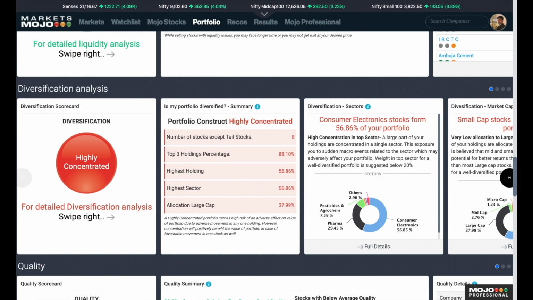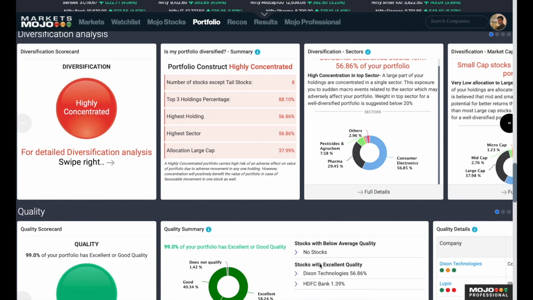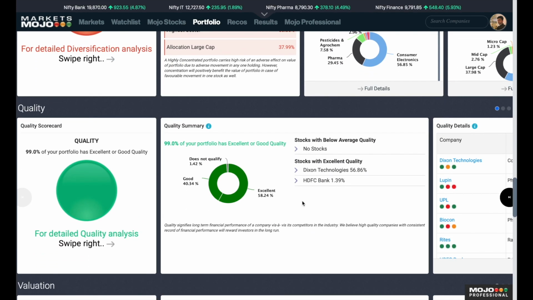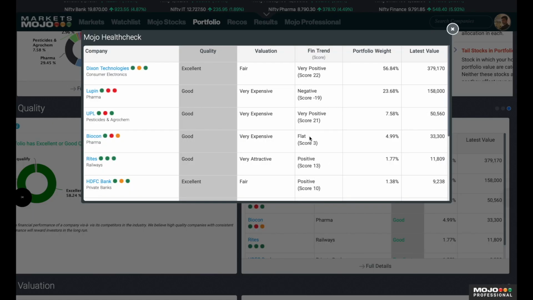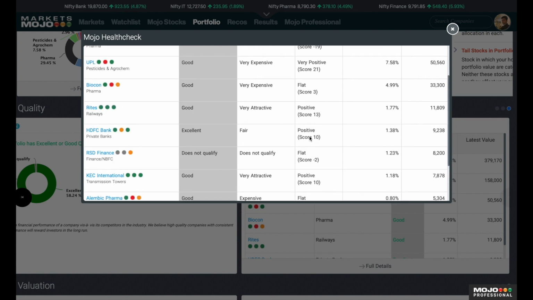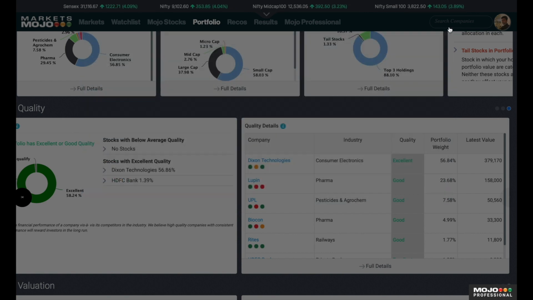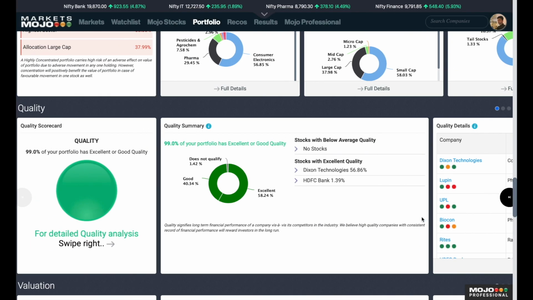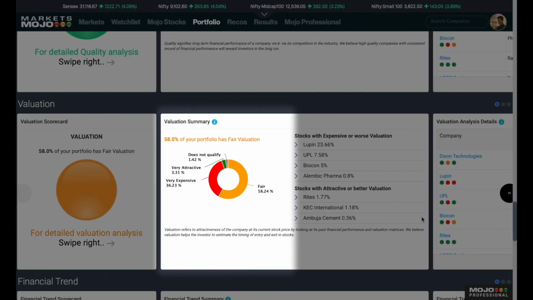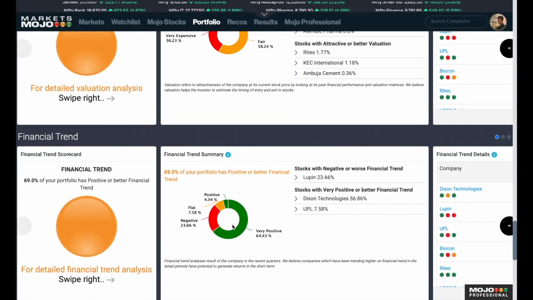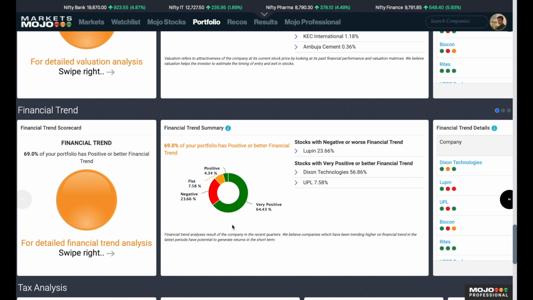Below this, you could analyze your portfolio as a whole across our 3 Mojo dots. You could view the quality of all portfolio stocks at once by clicking on full details. 58% of your portfolio has a fair valuation, with 36% being very expensive. 69% of your portfolio has positive or better financial trend.